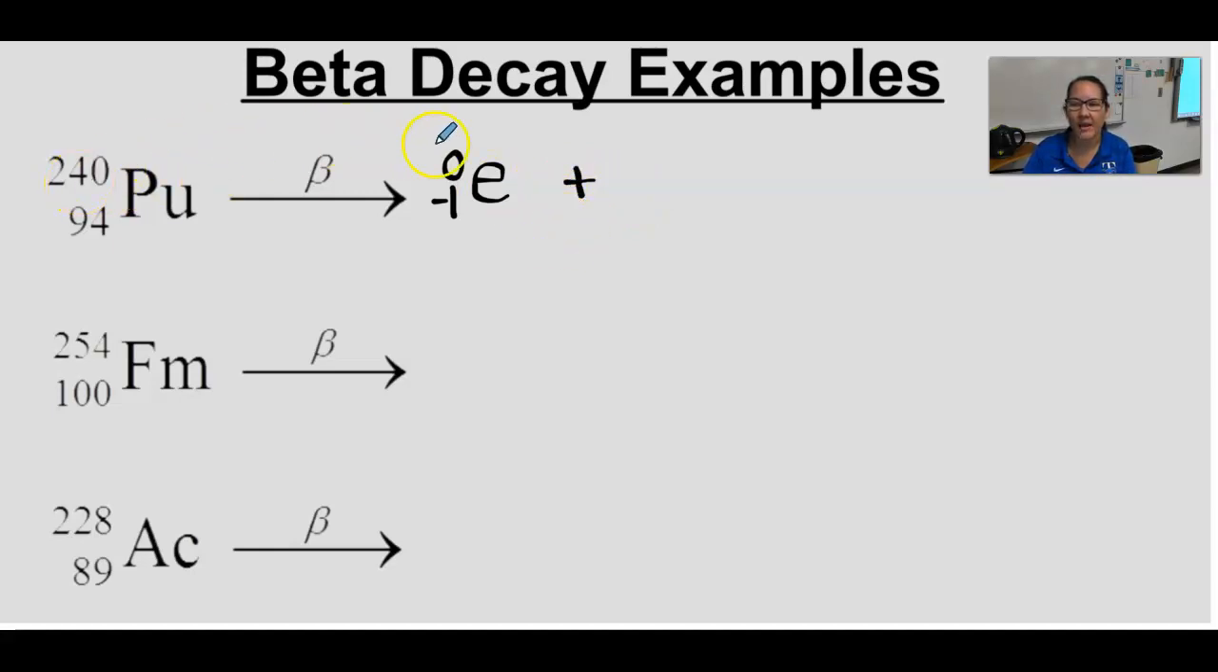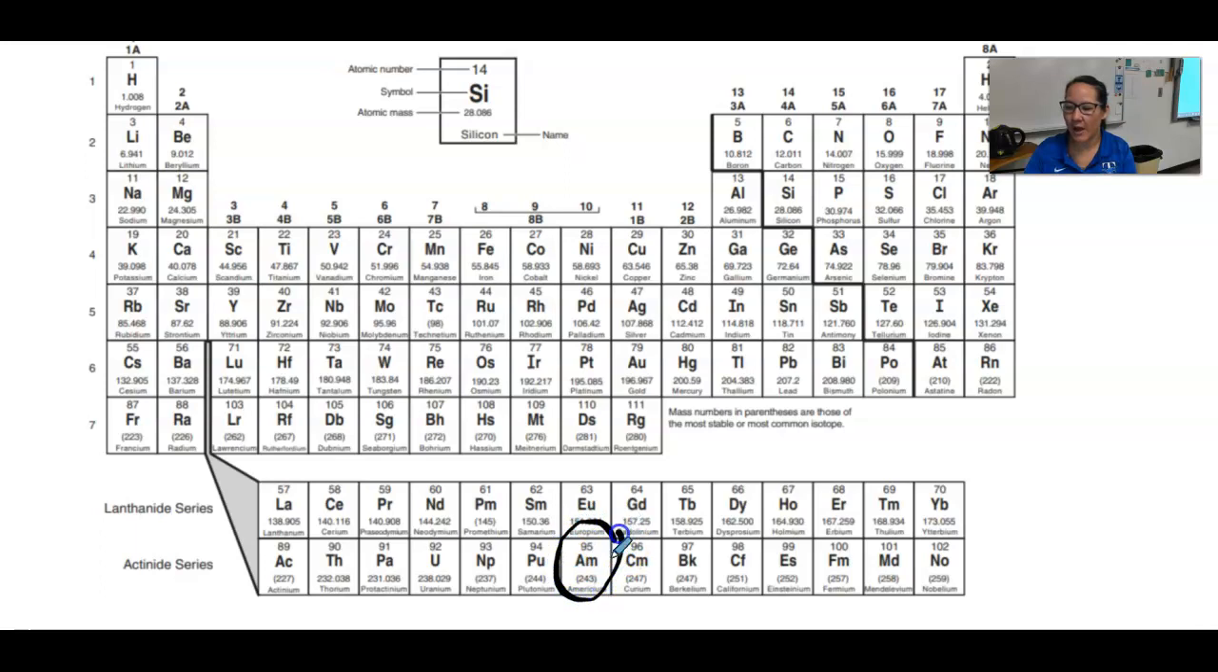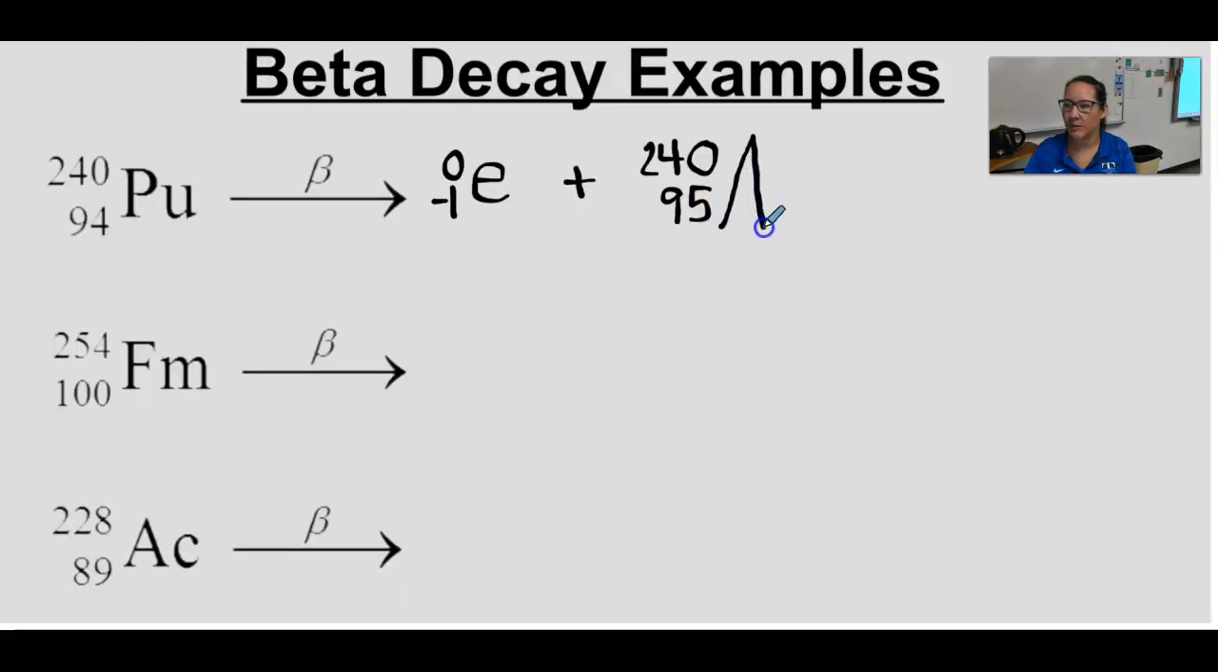Notice that the mass does not change, so my mass is going to be 240. And then the atomic number should go up by 1, so instead of 94, it should be 95. We're going to go look up atomic number 95 on the periodic table. Here is atomic number 95, and so that is Am, or americium. So we'll write the symbol here, Am. Notice that the numbers at the top on the left, 240, match the total combined numbers on the right side.